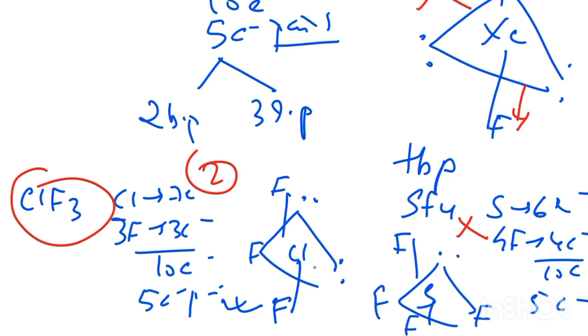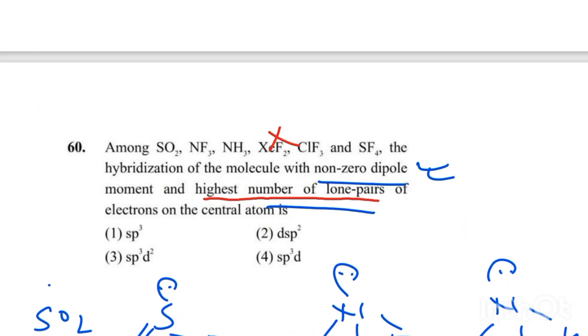ClF3 has 5 electron pairs, that is 5 bonds. So the hybridization of 5 bonds will be sp3d. So the correct answer will be the hybridization of ClF3, which comes out to be sp3d.